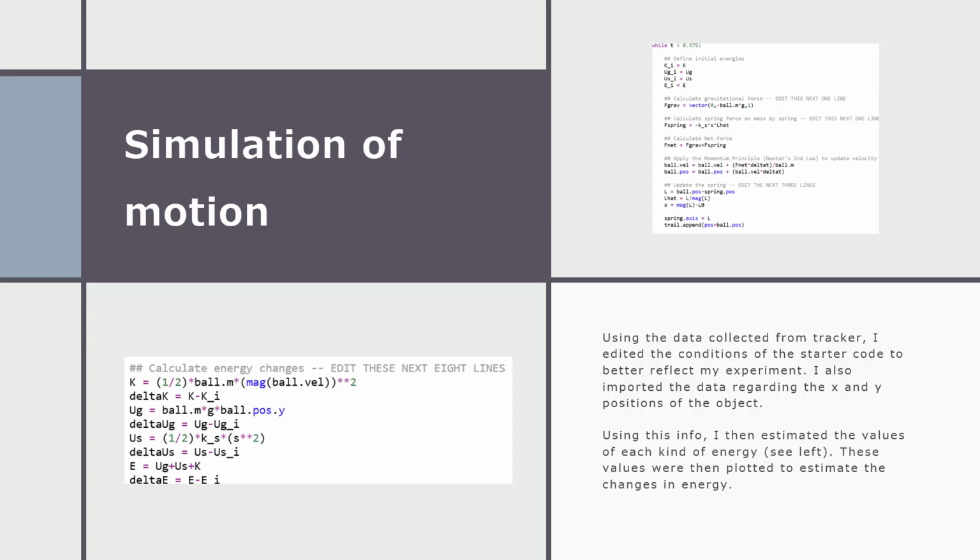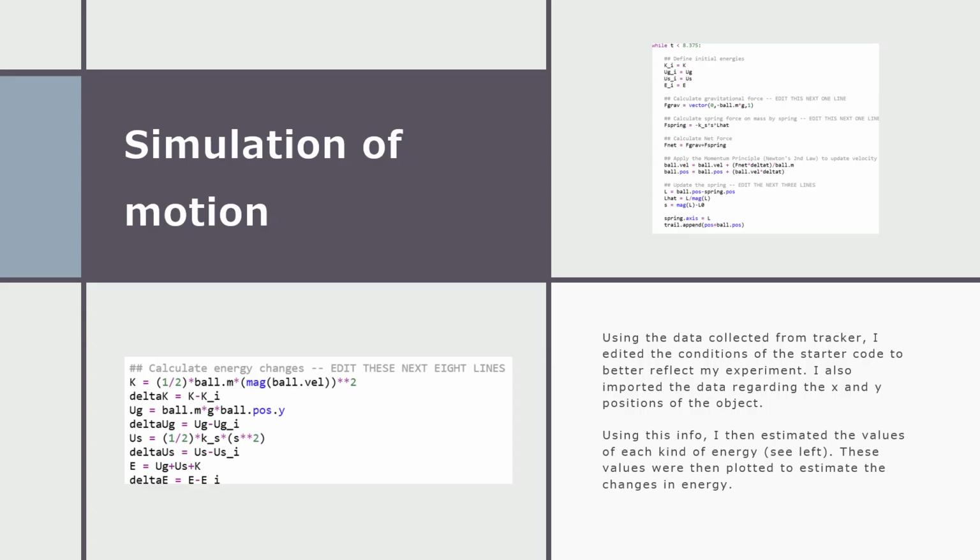And then we also have the spring potential energy, which is 1/2 times the K, the spring constant, and that is multiplied by the change in position squared. And all of that should equal the total energy, and then we also calculated the change in total energy.